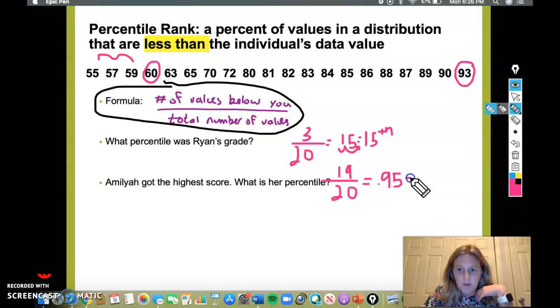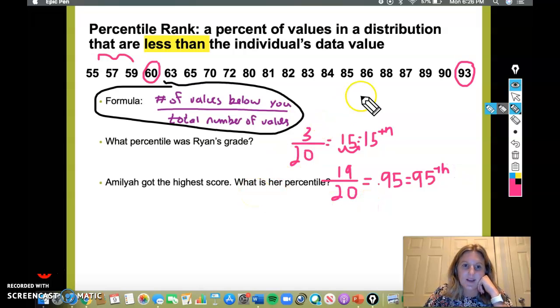Actually, this is a good point because notice how she's not the 100th percentile. Amelia is the 95th percentile, even though she got the highest score. And it's something good to note because, is it even possible to be the 100th percentile? Pause and think about that. We'll talk about it in class.